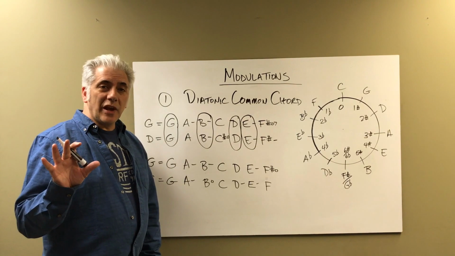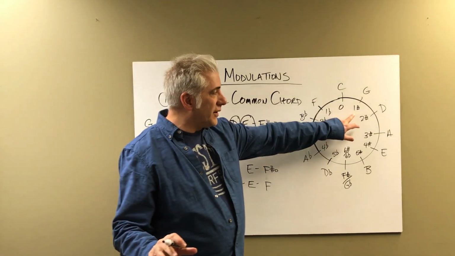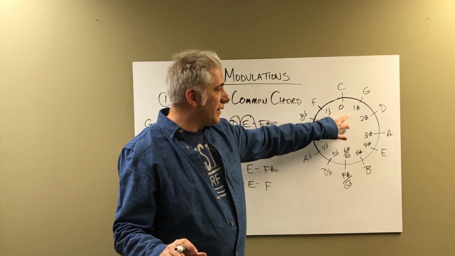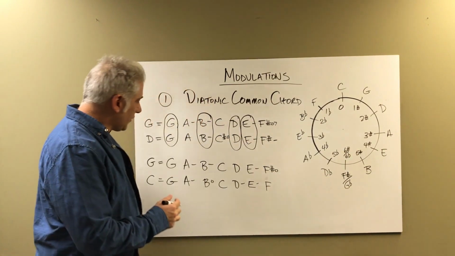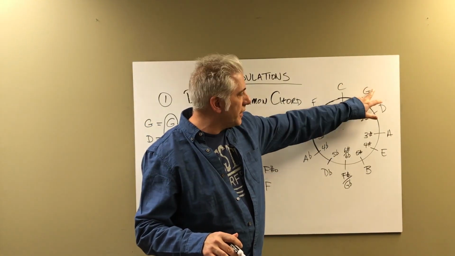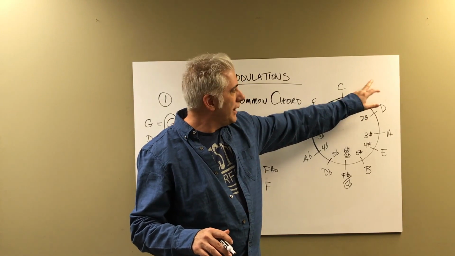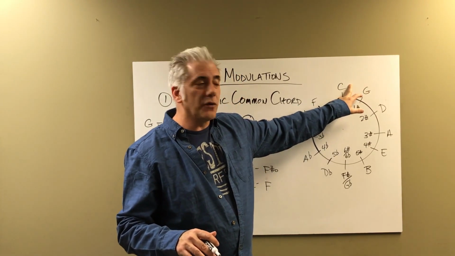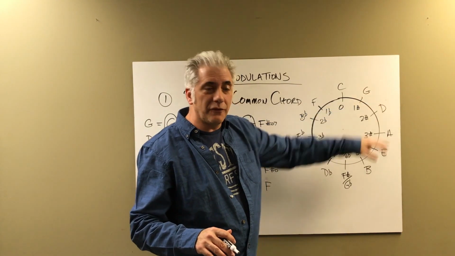Okay, I'll give you another example going in a flat direction, just so you can see the comparison between G major and C major. Same thing. Anytime that you're on either side of the particular target key here, if you're on the flat side, you have 4 chords in common, and if you're on the sharp side, you have 4 chords in common.